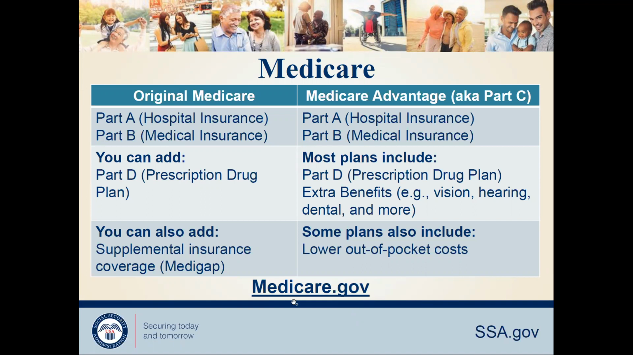You can learn more with our publication, Medicare, which is number 05-10043, to learn more about Original Medicare, Medigap, or Medicare Advantage plans. Just visit medicare.gov/publications to view the CMS publication Choosing a Medigap Policy, which is publication 02110, and Understanding Medicare Advantage Plans, which is publication 12026.